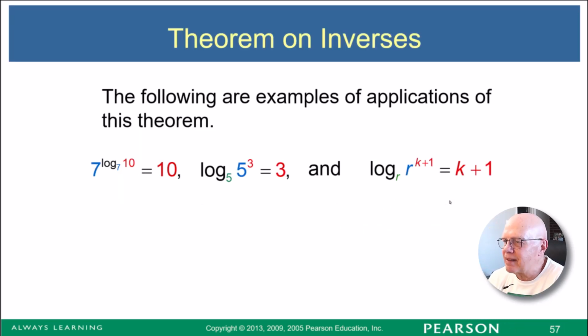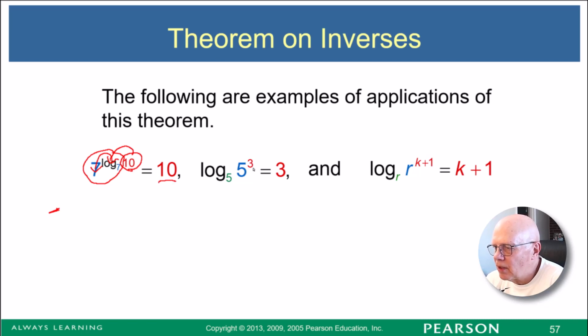Here are 3 fast examples. You got 7 to the log base 7 of 10. These two undo each other, which means you end up with a 10 again. If you're looking at this function-wise, you're starting with 10, you're taking the logarithm of it, and then you're taking that as a power of 7. So these two undo each other, and you end up with the original number, in this case, 10.